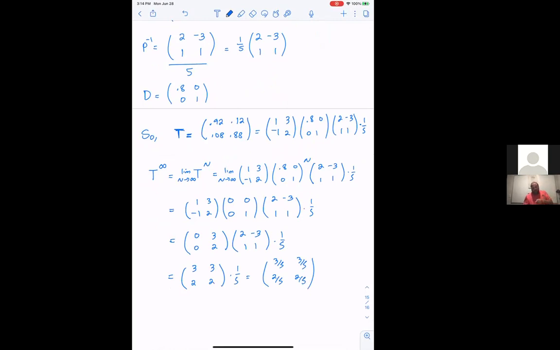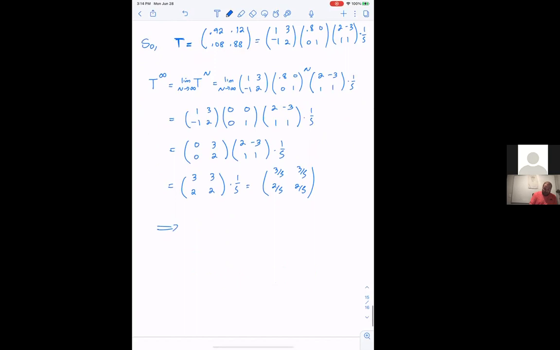Notice that the columns are the same. And we know the columns are going to be the same from what we did in the previous section. Not only that, this tells me that my steady state vector is going to be that same column, 3/5, 2/5. Let's check.